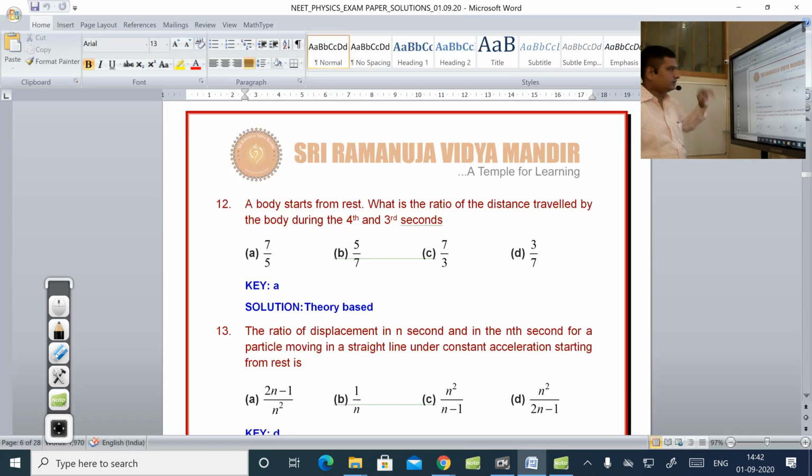Okay, next one, equations of motion. I have given the paper very systematically. Next, the 12th one: a body starts from rest, that means u is 0. What is the ratio of the distance traveled by the body during the 4th second and the 3rd second?